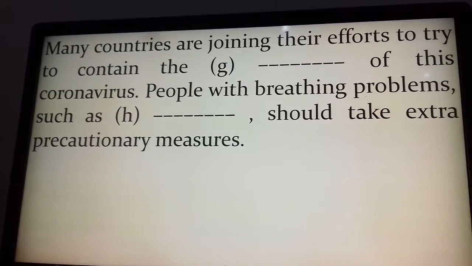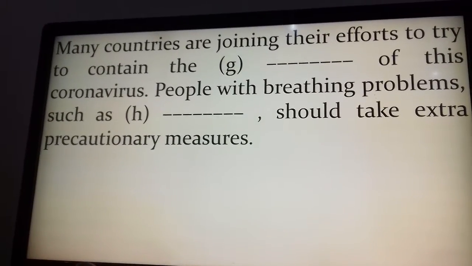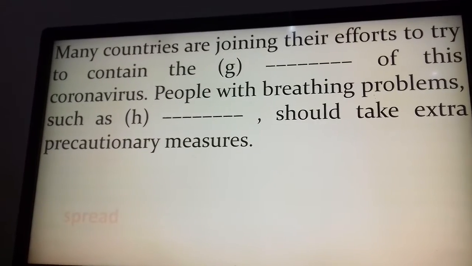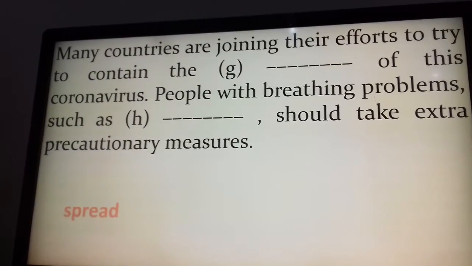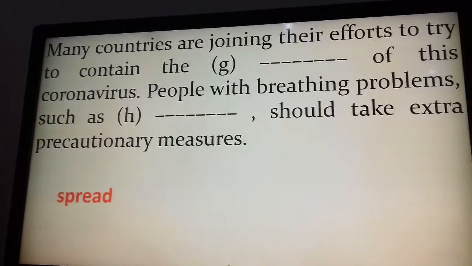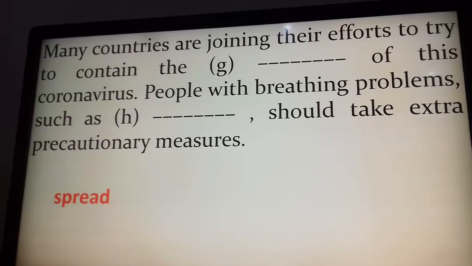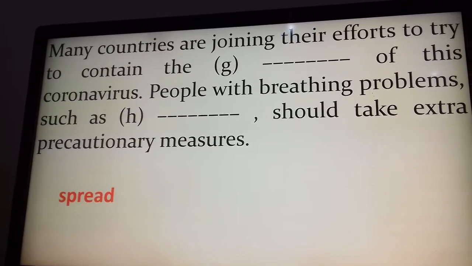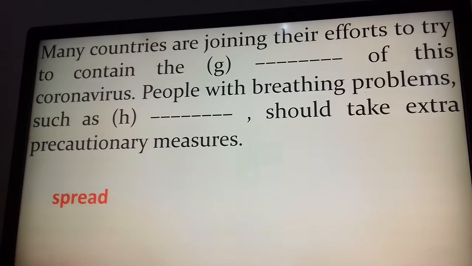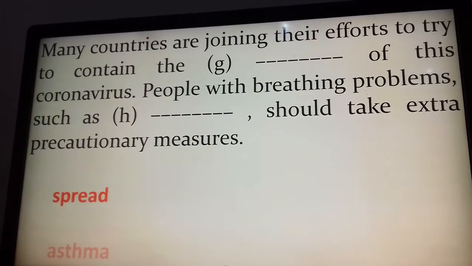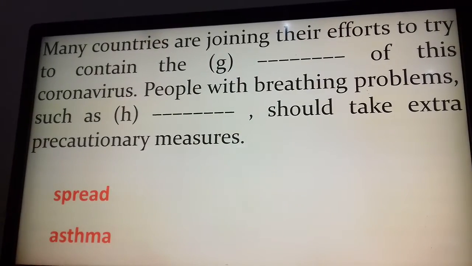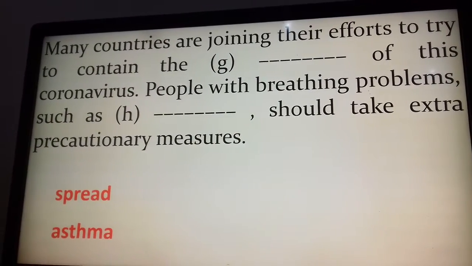Many countries are joining their efforts to try to contain, so we are waiting, the spread of this coronavirus. Okay, the spread of this coronavirus. Now the next one, people with breathing problems such as should take extra precautionary measures. Which word is going to come? I hope you guess it. Asthma. Okay, such as asthma.